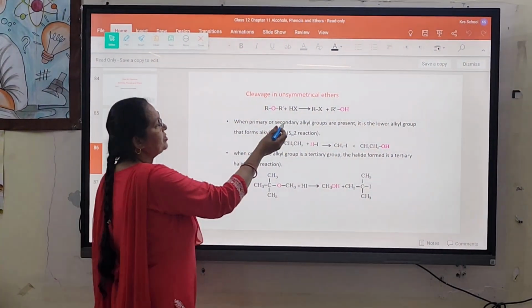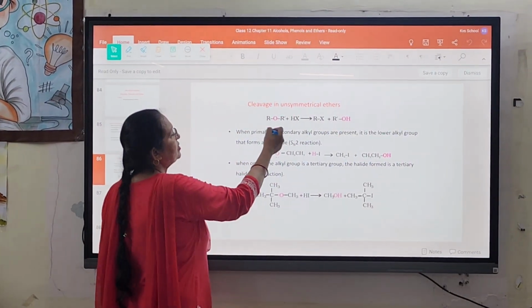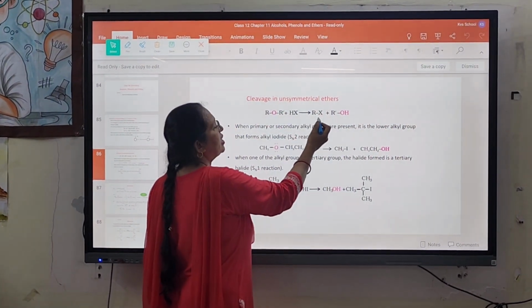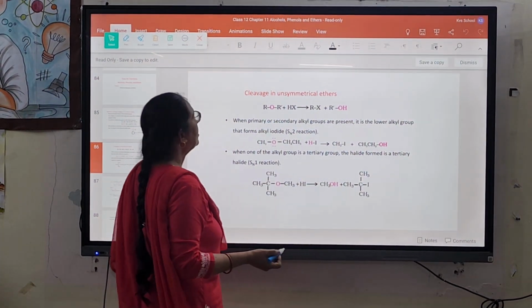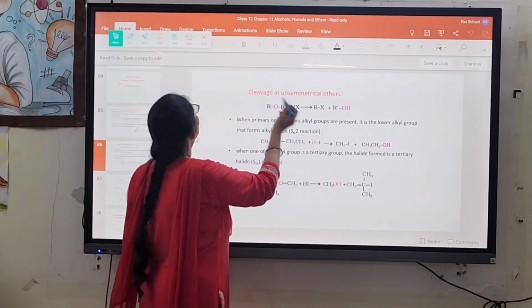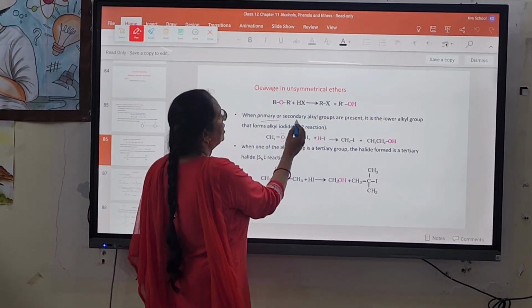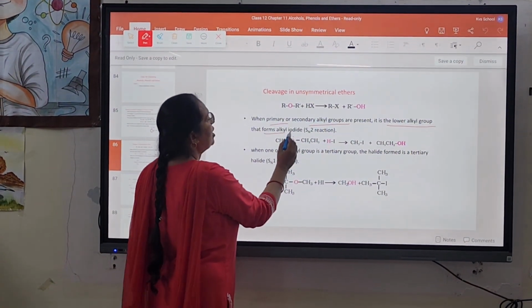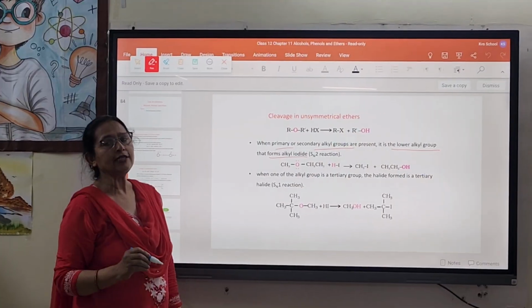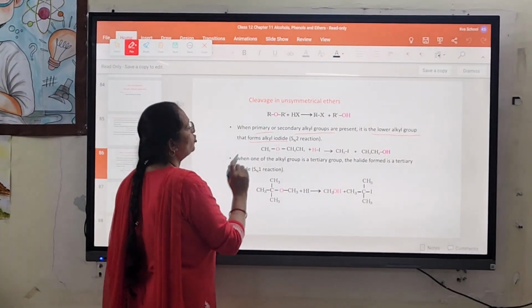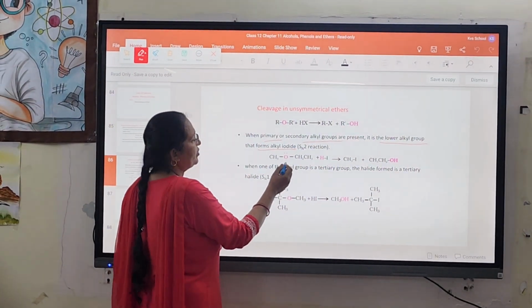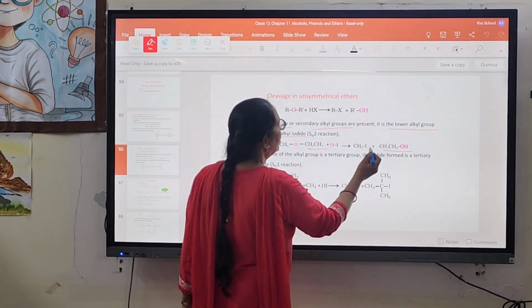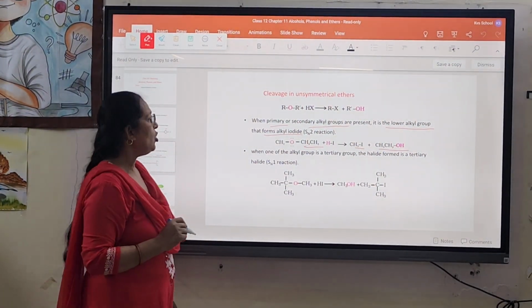Okay. Cleavage of unsymmetrical ethers. When the two R groups are different, the ether reacts with HX and produces an alcohol and a haloalkane. When primary and secondary alkyl groups are present, the lower alkyl group forms the alkyl halide, and this reaction takes place by the SN2 mechanism. So this is the example where HI reacts: the higher alkyl group gives the alcohol and the lower one gives the haloalkane.